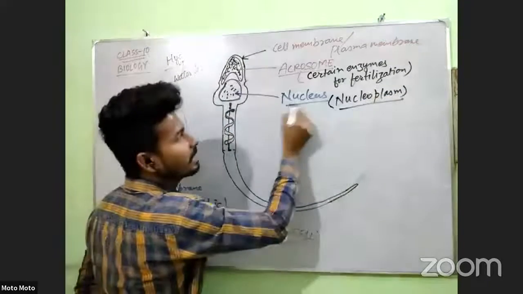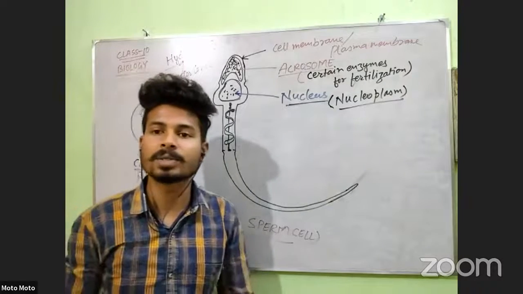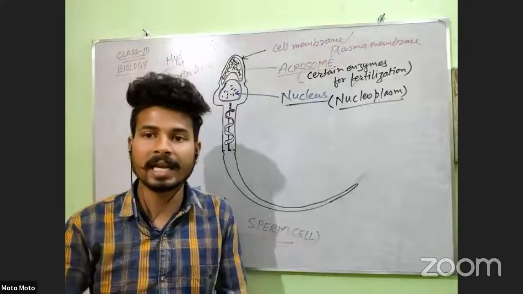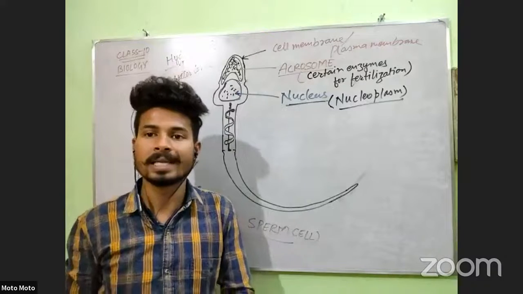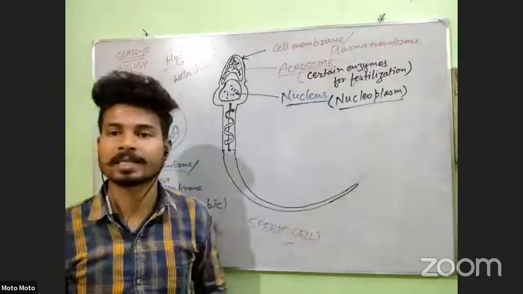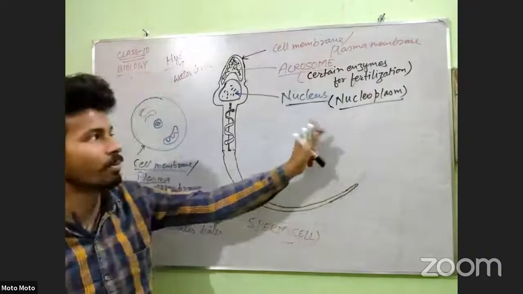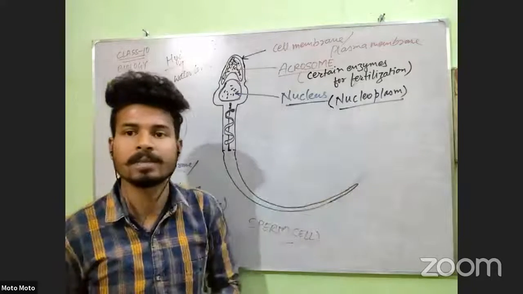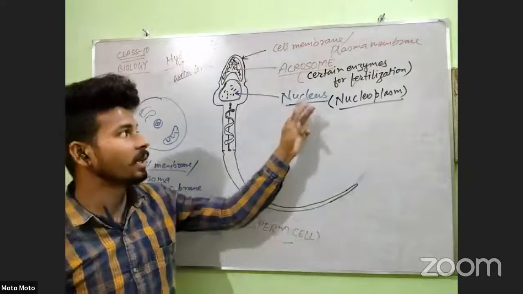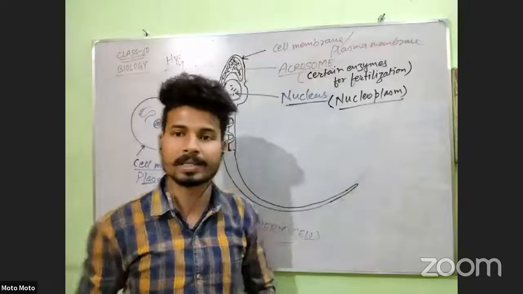Nucleoplasm is contained in the nucleus, in which DNA and the nucleolus, these two things, are present, right? So I have just questions from you. We will not be writing the nucleoplasm here, but I have a question: inside the nucleus a liquid is present, and that is called the nucleoplasm.